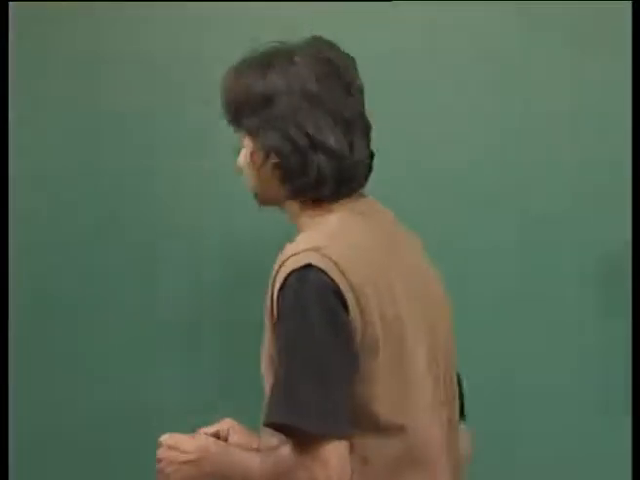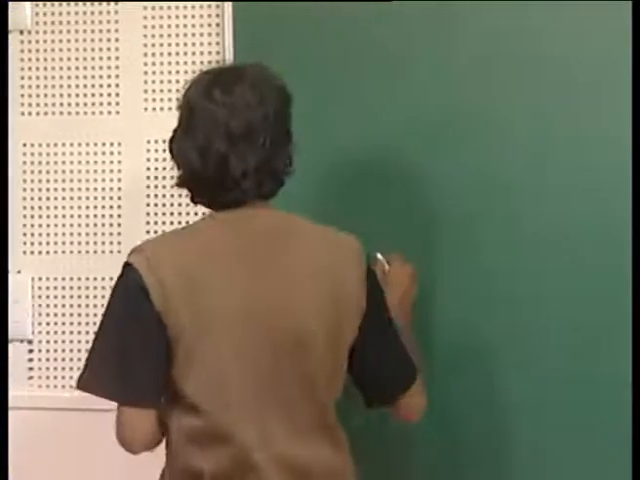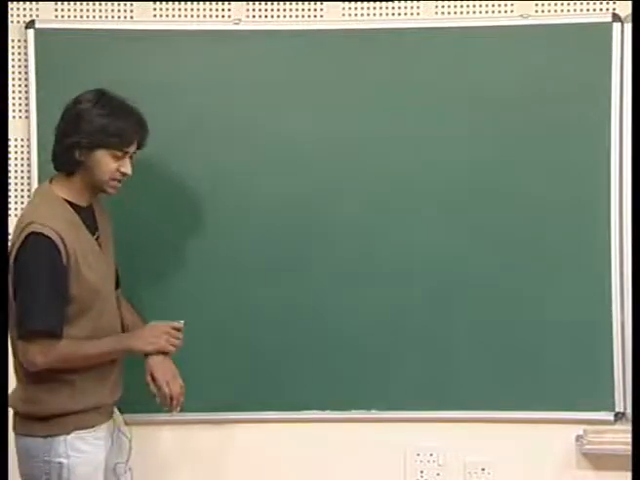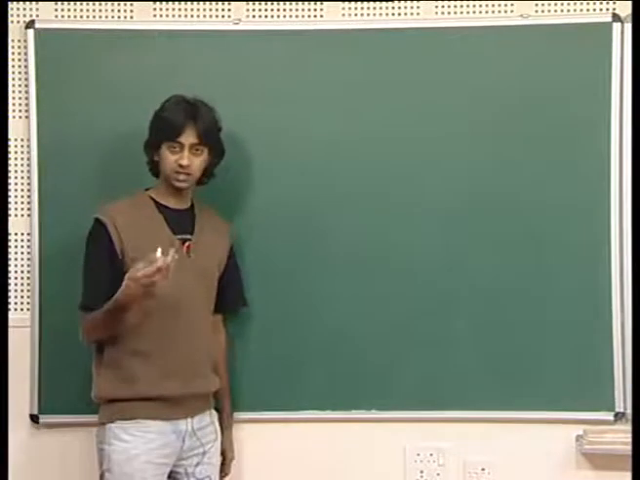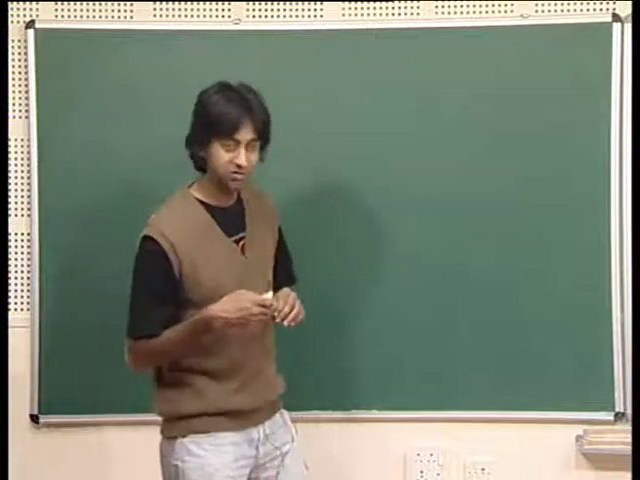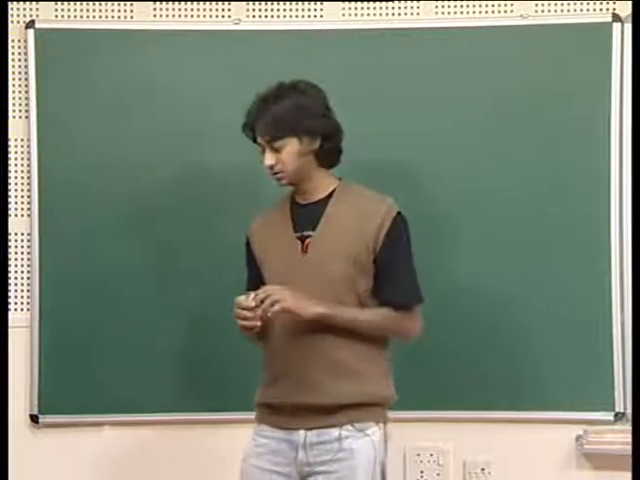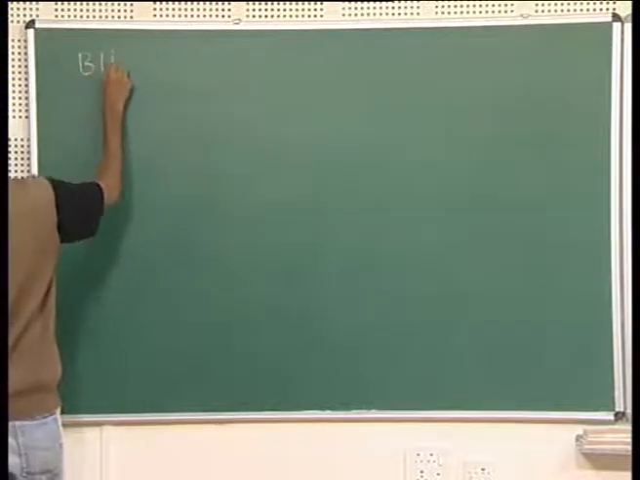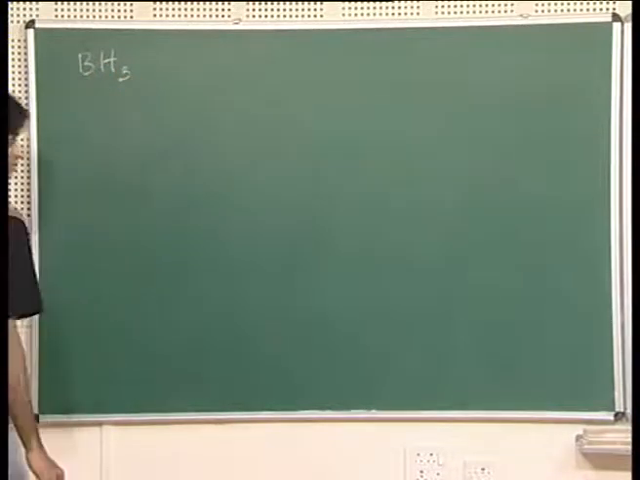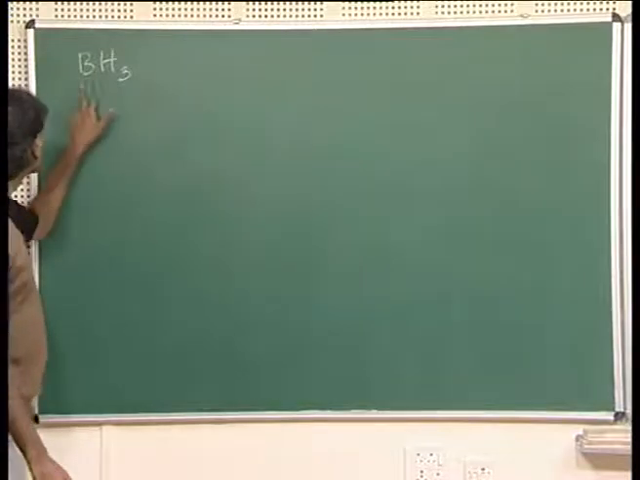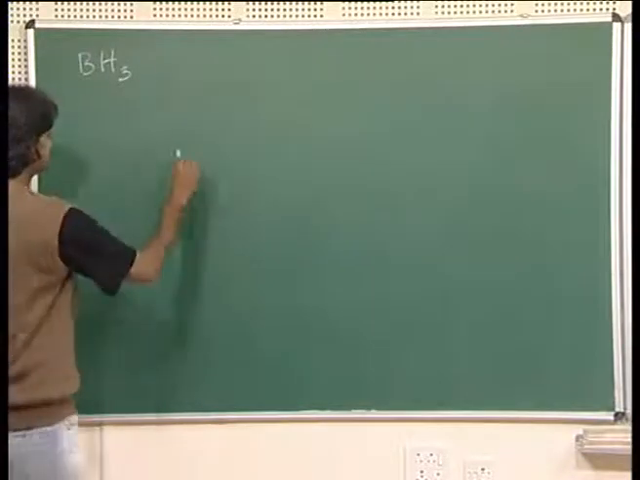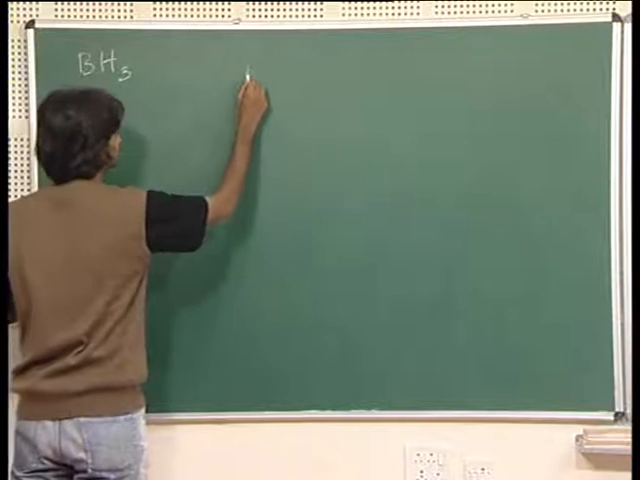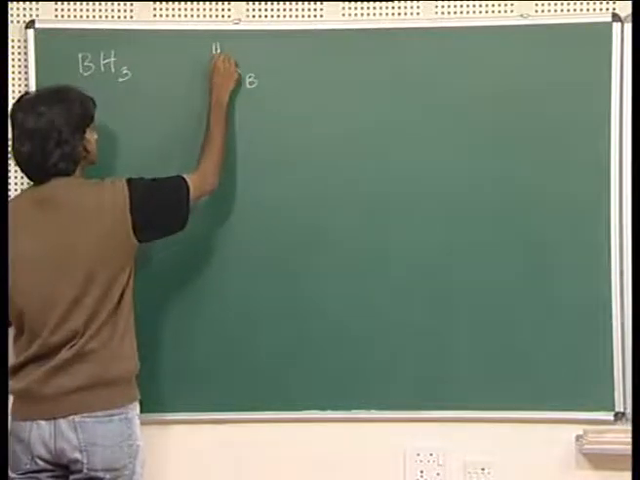So let's look at the list of symmetry operations for a molecule, and this will illustrate some of the key things that we need to keep in mind while writing down the symmetry elements. So let's consider a molecule BH3, boron trihydride, and this is a planar molecule. So it's a planar molecule, and it's triangular.